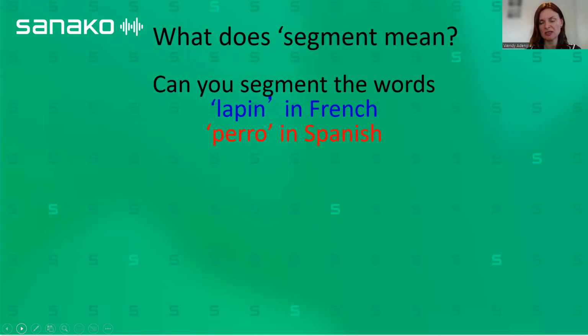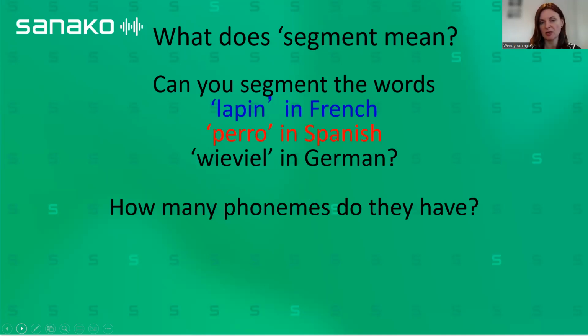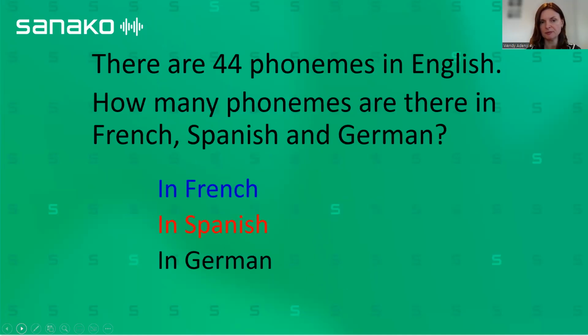Let's have a look at another one in Spanish, perro. Let's have a go at segmenting that. And viel in German. So how many phonemes would each of those two have? So I've told you about lapin, that's 4 different phonemes. L, a, p, un. Perro also has 4 because we've got a double R, which is 1 phoneme. And then viel has 5 phonemes. And that's how we can split that up, segment it up in German.